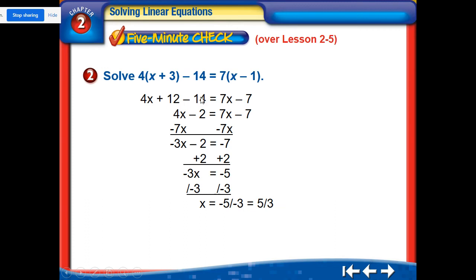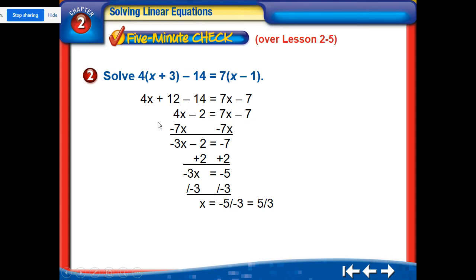Now, we got a mess over here. We got a plus 12 and a minus 14. I need to combine those together. I need to put those together and get that negative 2. That's what it means by adding like terms. Notice I didn't add anything to both sides or move anything over. The 4x is still 4x, the 7x and negative 7. I just cleaned up a little bit of things. These are two numbers. Why not put them together? A positive 12 and negative 14 is negative 2.